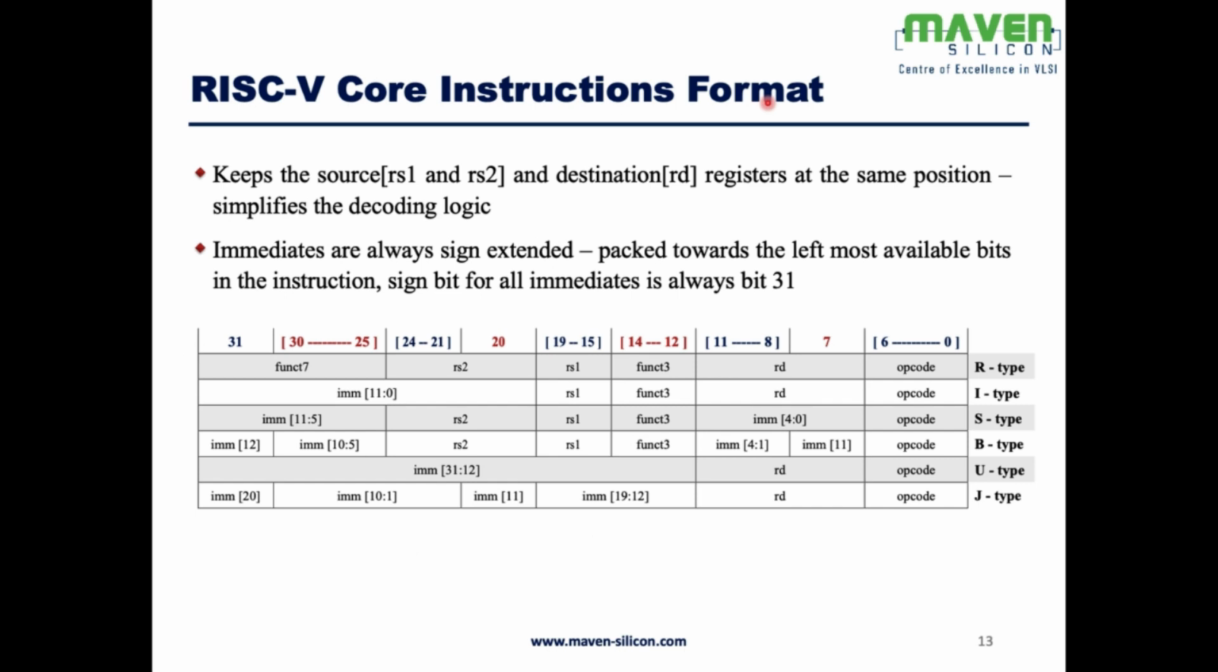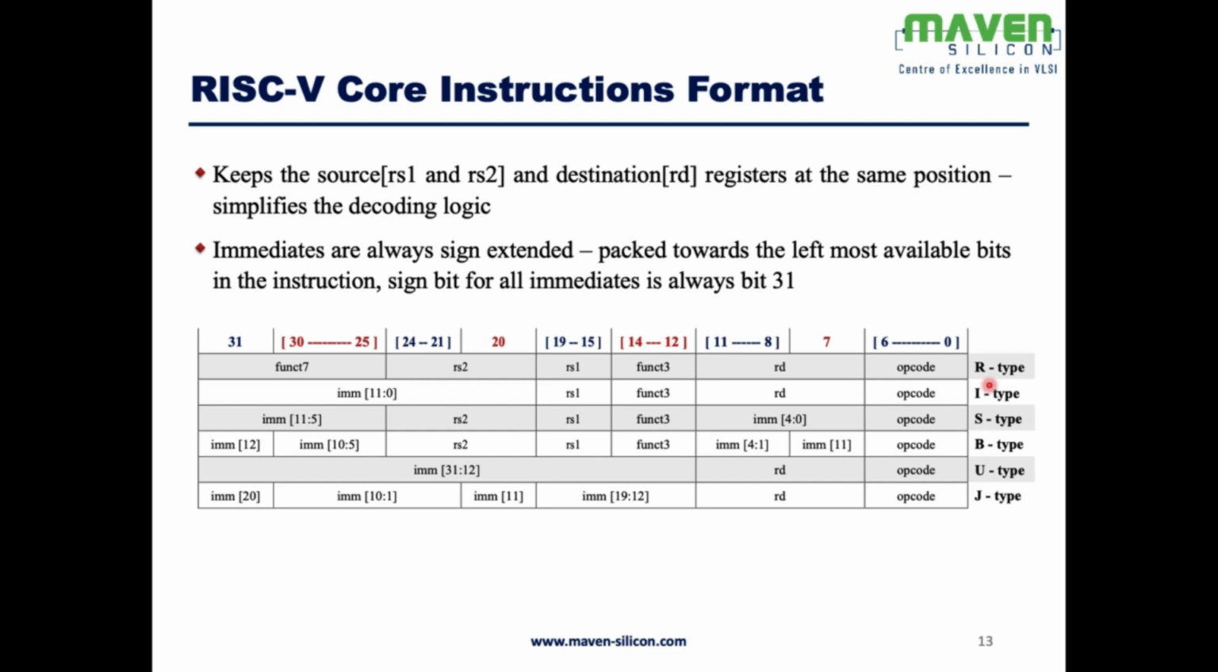RISC-V instruction formats. There are 6 instruction types: R, register type; I, immediate type; S, store type; B, branch type; U, upper immediate type; J, jump type. Let me brief what each type means.